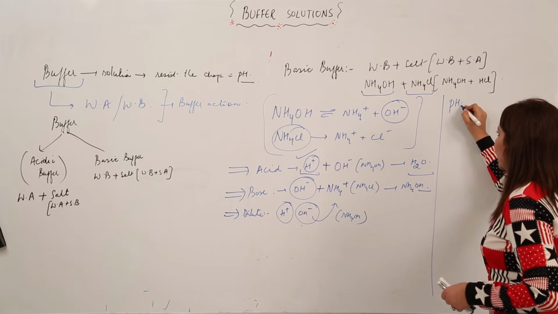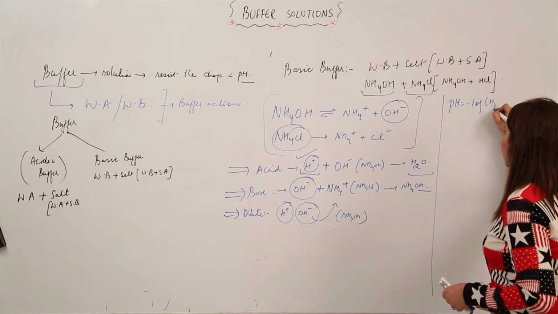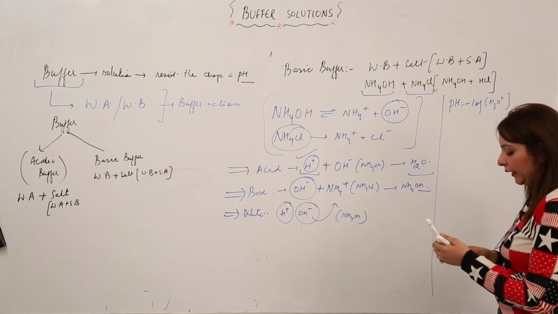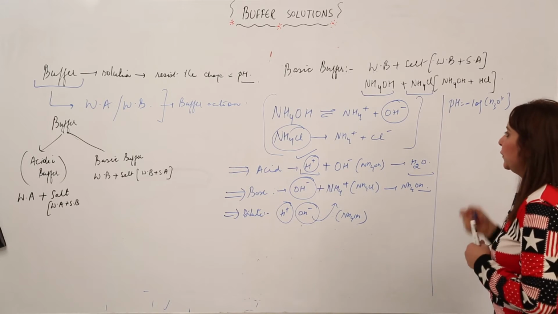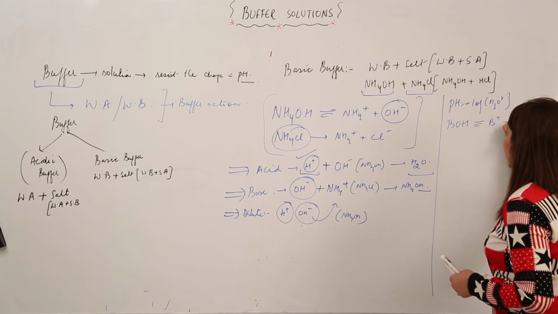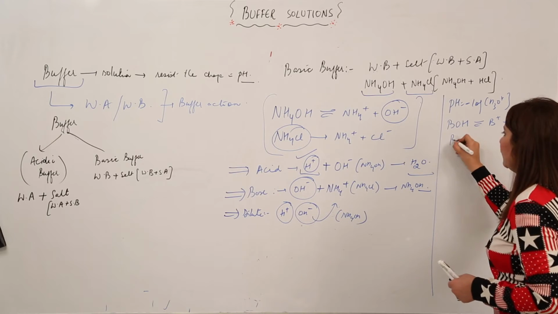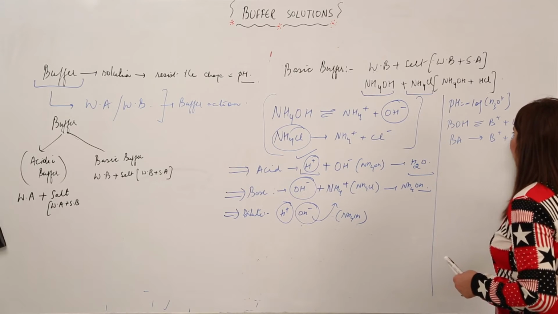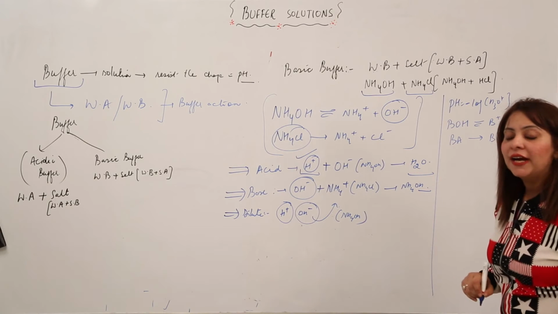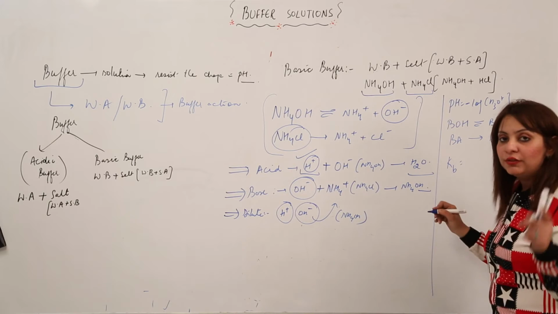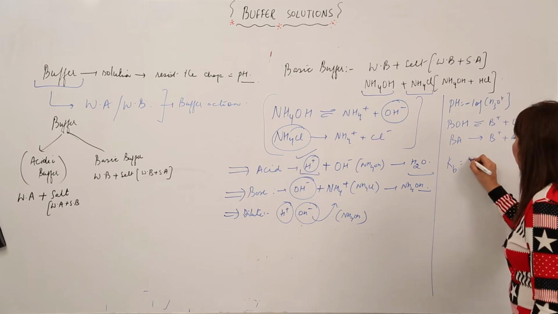We know pH is equal to minus log hydronium ion concentration, right? You know that. Now what I am doing is writing a general expression for it. Suppose this is a weak base, so it gets dissociated to form this, right? We have a salt which gets dissociated to form this, right? So I can write the expression for the ionization constant of the base. You know how to write it, we did it in equilibrium, right?